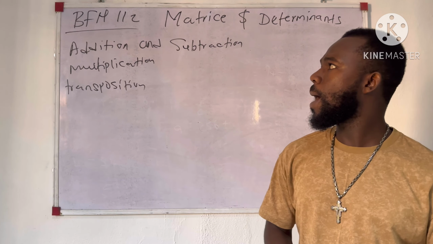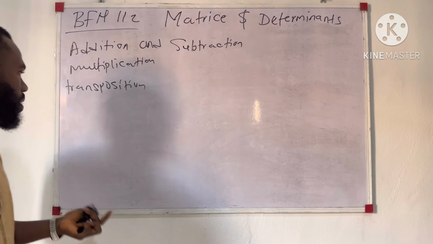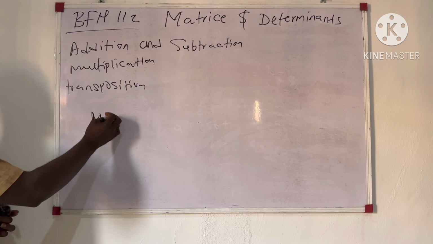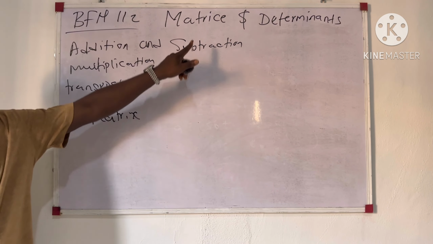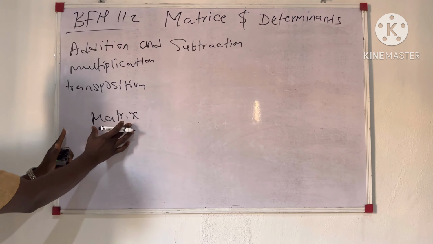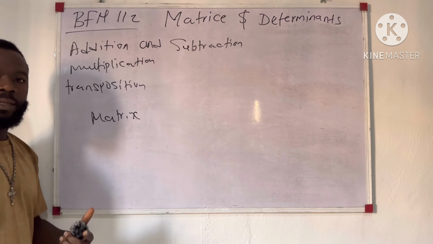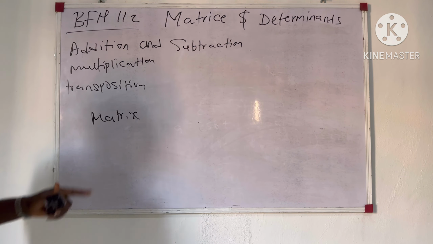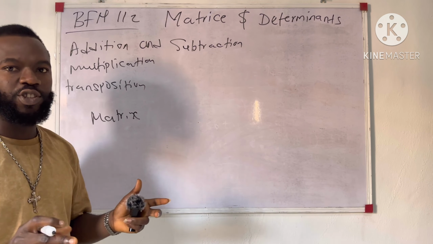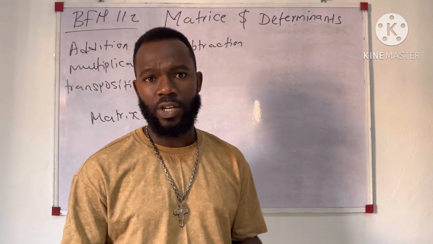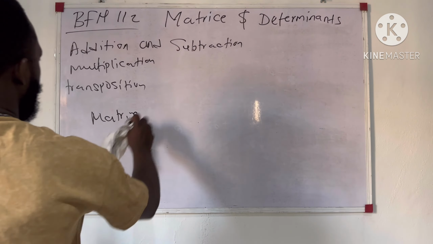All right. So first of all, matrix can be spelled in two ways. We have matrix with ox, and then we have matrix with CE. Now the one with the ox has to do with the singular, and the other has to do with the plural part of it. So now, how do you carry out addition and subtraction processes on matrices? We're going to be very brief with few examples so that we can be very fast. Okay, let us begin.